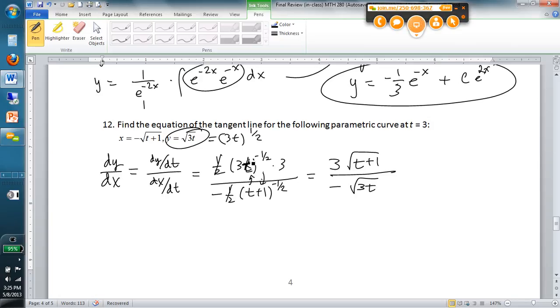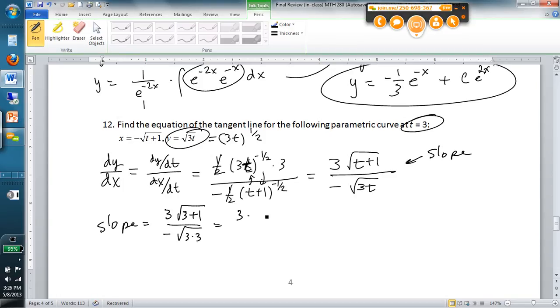What does that give me, though? That gives me dy/dx. That gives me the slope, right? Derivative is slope. I want the slope at t equals 3, so the slope is going to be 3 square root of 3 plus 1 divided by negative the square root of 3 times 3. That's 3 times the square root of 4 over negative square root of 9. That is 6 over negative 3. Hey, that works out: negative 2. So the slope of my tangent line is negative 2.